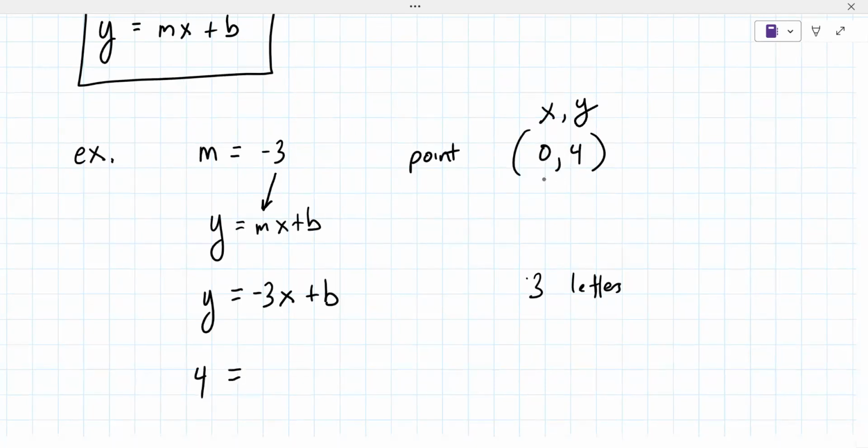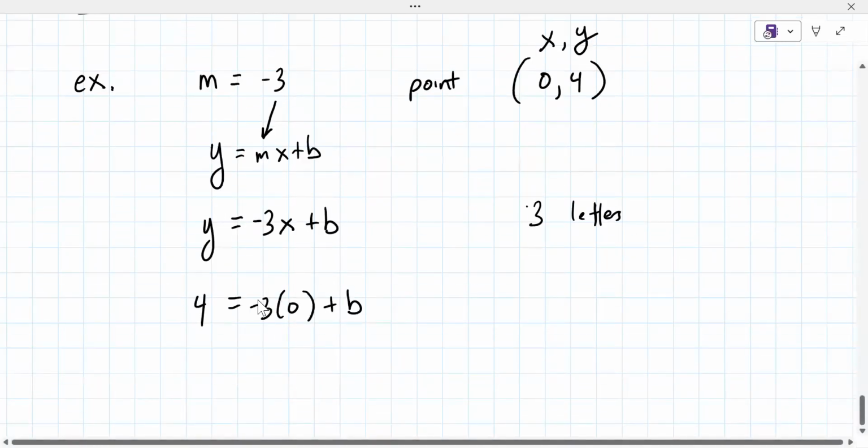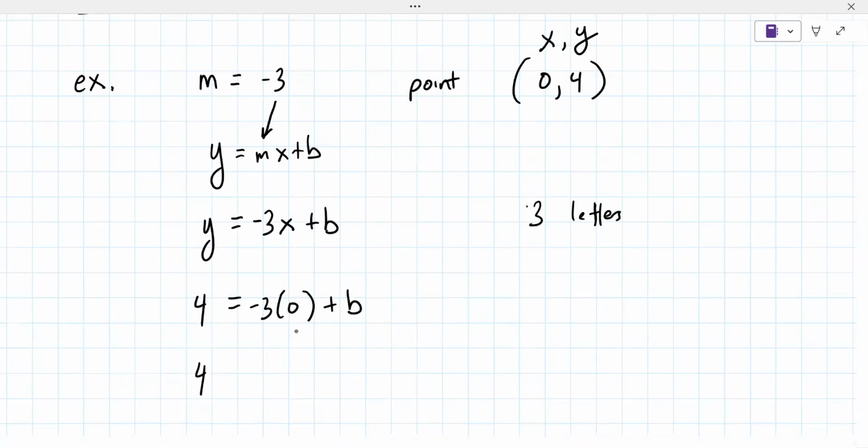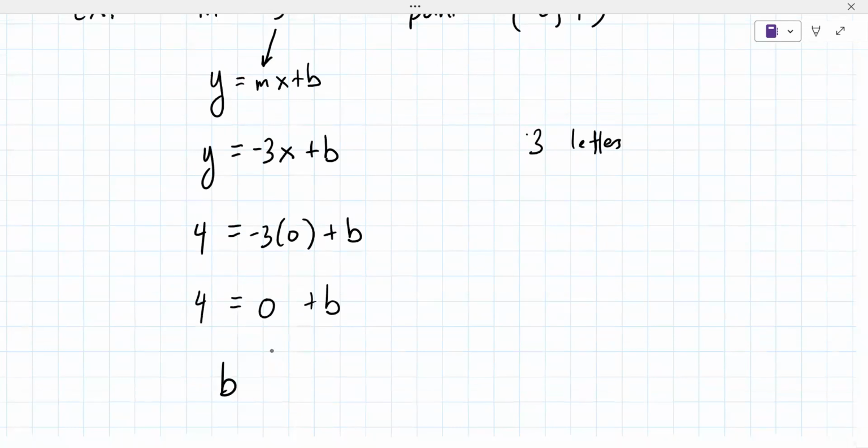4 is Y equals -3 times 0 plus B. So would B be 1? No, let me work it out. What is -3 times 0? Oh no, 0. Okay, so 4 equals 0 plus B. So B would be 4. Now here's what you do with that.